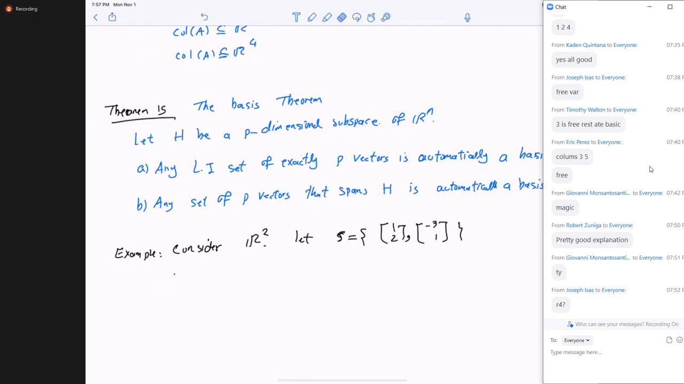Let me write the question. Is S a basis? Based on this theorem, the dimension of R2 equals 2, agree. And we need to check two conditions. Number one, S is linearly independent, right? Number two, S spans R2. Actually, you don't need to check both of them based on this theorem.